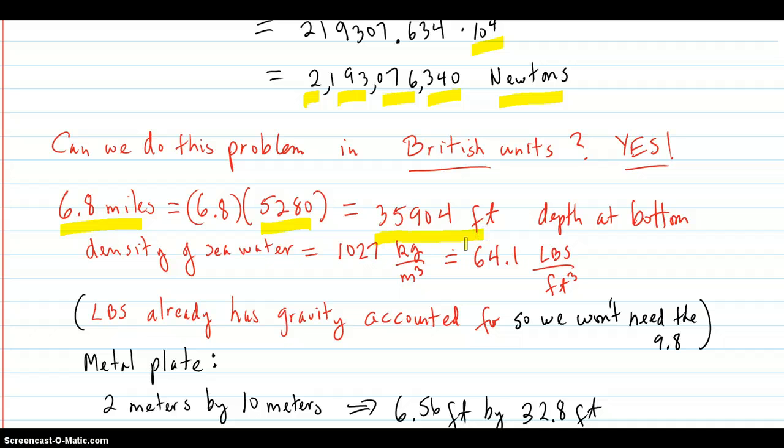So that's about 35,904 feet depth at the bottom. The density of the seawater, 1,027 kilograms per cubic meter, converts to 64.1 pounds per cubic foot. There could be a little bit of error there in the conversion, but it's okay, we'll take it.